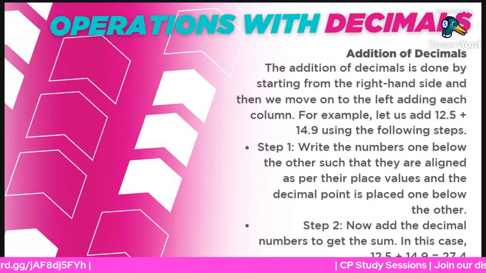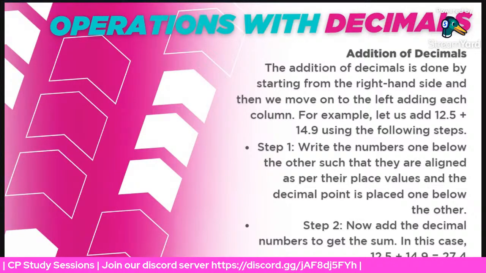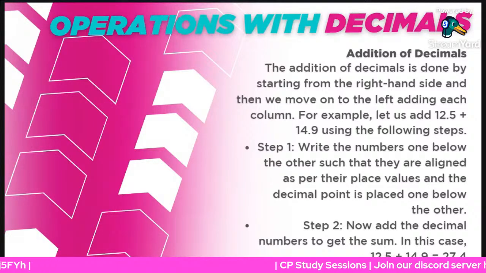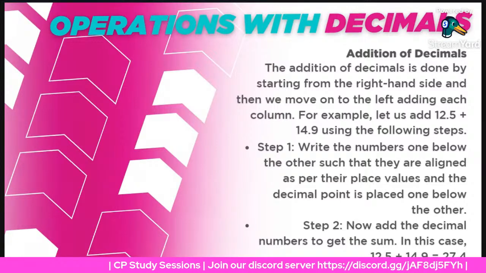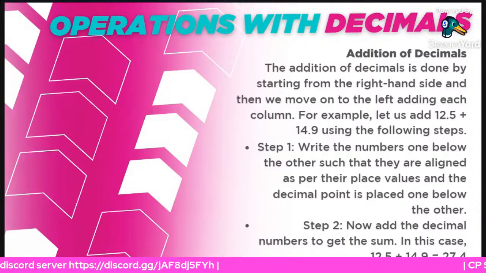So the addition of decimals is done by starting from the right-hand side and then moving on to the left, adding each column. For example, let's add 12.5 plus 14.9 using the following steps. So step 1, write the numbers one below the other such that they are aligned as per their place values and the decimal point is placed one below the other. So kindly pakisundan to while writing down. Make sure na aligned.